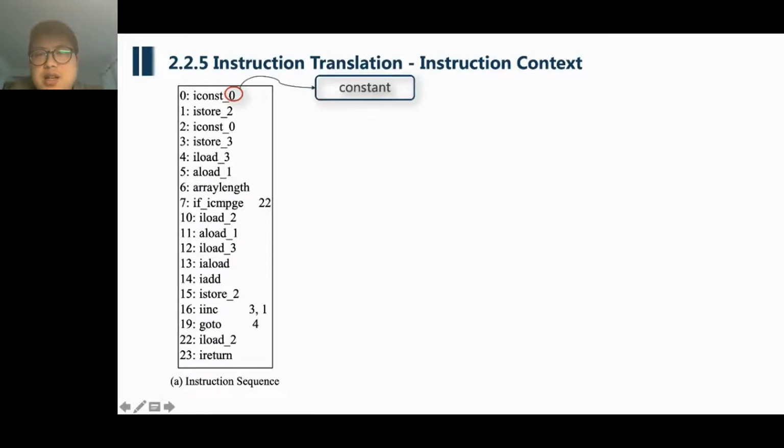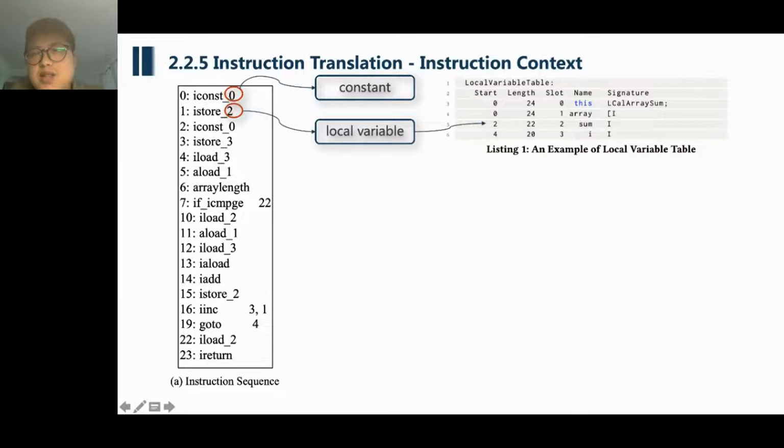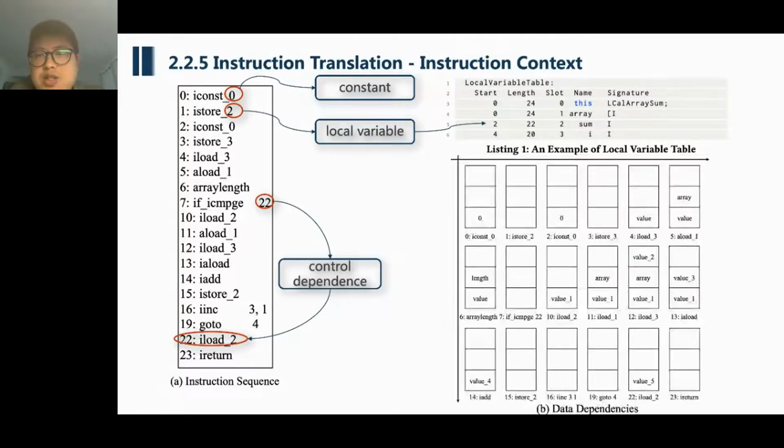Constants, local variables, and control dependencies are directly determined by operands. An opcode is followed by zero or more operands. An operand can be a constant, or an index of a local variable, or an index of an instruction. Data dependencies between instructions are implicitly passed through the operand stack. Figure B shows the changes of the operand stack when the opcode sequence in Figure A interacts with the operand stack. The values in the operand stack are the carriers that reflect data.